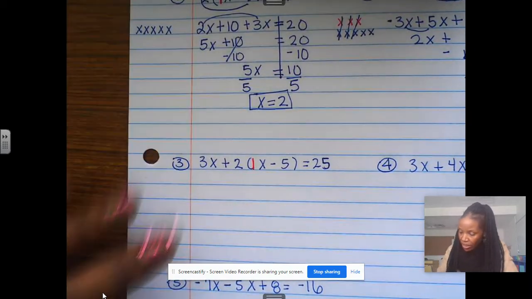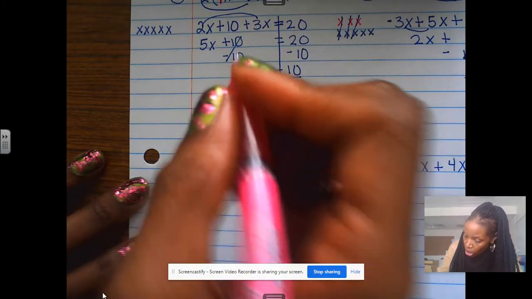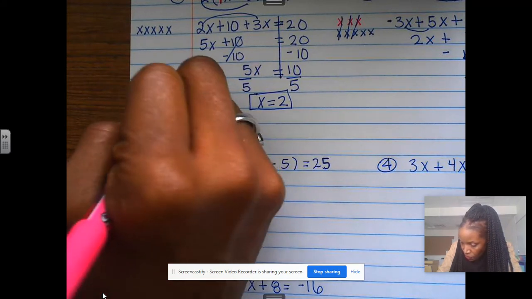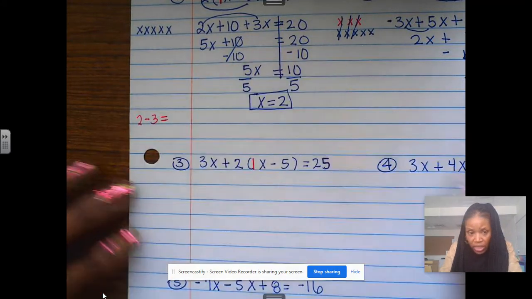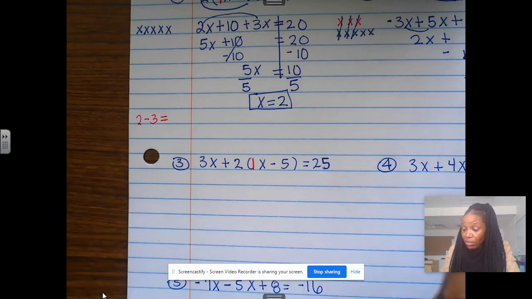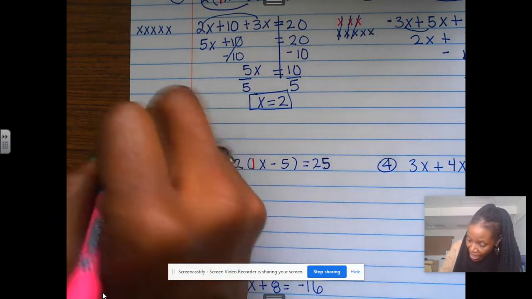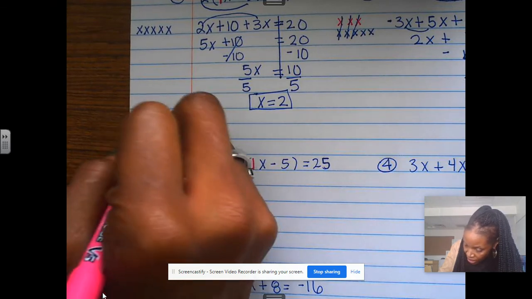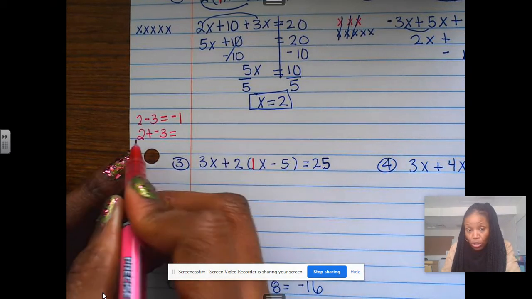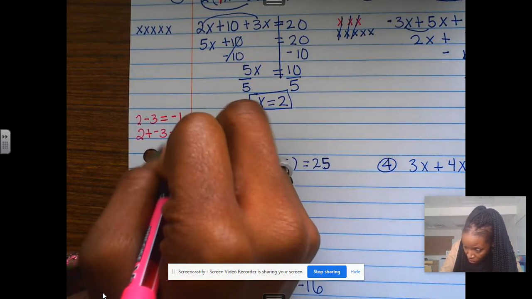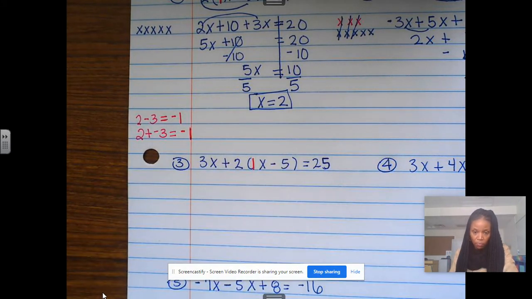What I mean by that is, and I know this video may be a little bit longer, 2 minus 3 is going to give me, so I have 2 and I'm taking away 3, so I don't have enough, so that's going to give me a negative 1. That's the same thing as 2 plus negative 3. It's still 2, and I'm adding a negative 3. I still don't have enough, so I'm left with negative 1.